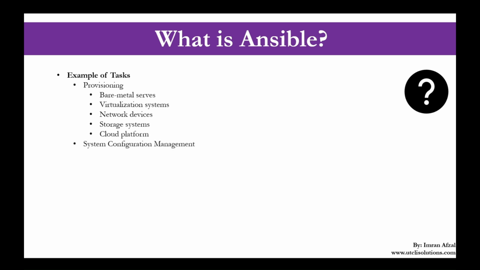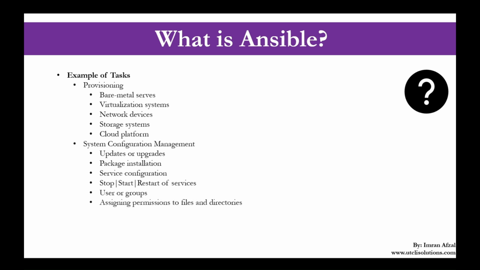Also, you could do system configuration, as I mentioned. What are the examples of system configurations? Such as updates or upgrades, package installation, service configuration, stop, start, restart of any services that can be done using Ansible. Users and groups. You could create one user on one server, or you could create that same user on multiple servers at the same time. Assigning permissions to files and directories.